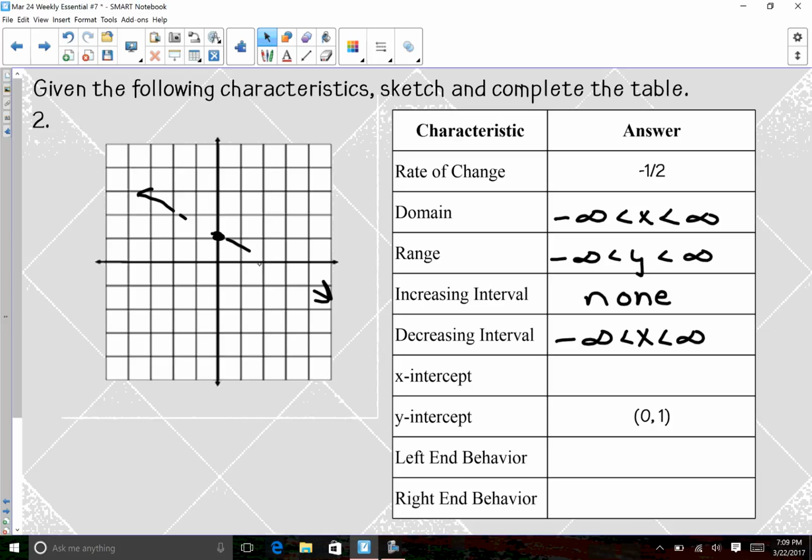All right, I erased my line a little bit, so let me try to fix that so that we can continue. Now for the x-intercept, where does this graph cross the x-axis? Well, it crosses here at the point 2, 0. We were already given the y-intercept. The left end behavior, if you look on the left of your graph, notice that it is going up. The arrow's pointing up. And on the right end of your graph, it is pointing down.